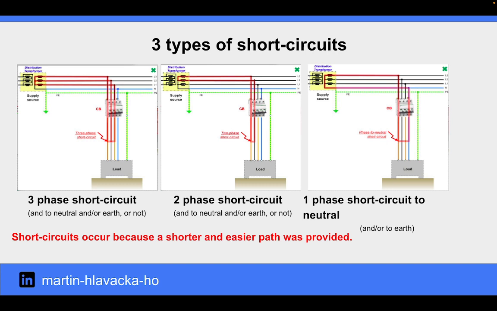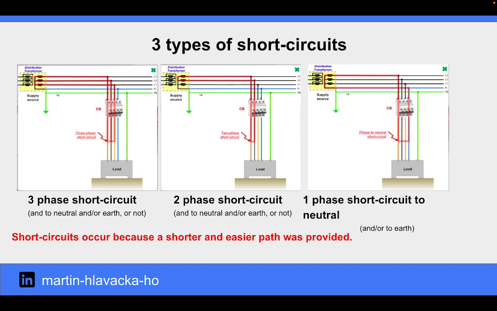When the incorrect connection of live wires occurs, electrical current stops flowing to the load but begins to flow back through wires. Why? Because a shorter and easier path for electricity was opened. When a shorter path is provided, electricity naturally seeks this route, the path of least resistance.